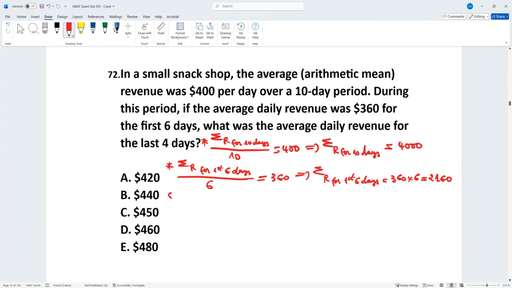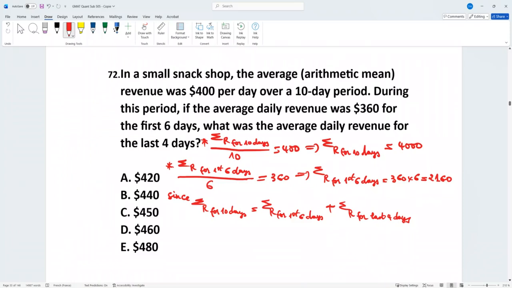So now, based on the information we have in the prompt, the sum of revenues for the whole 10-day period is equal to the sum of the revenues for the first 6 days plus the sum of the revenues for the last 4 days. Okay, because in 10 days, we have 6 days plus 4 days.